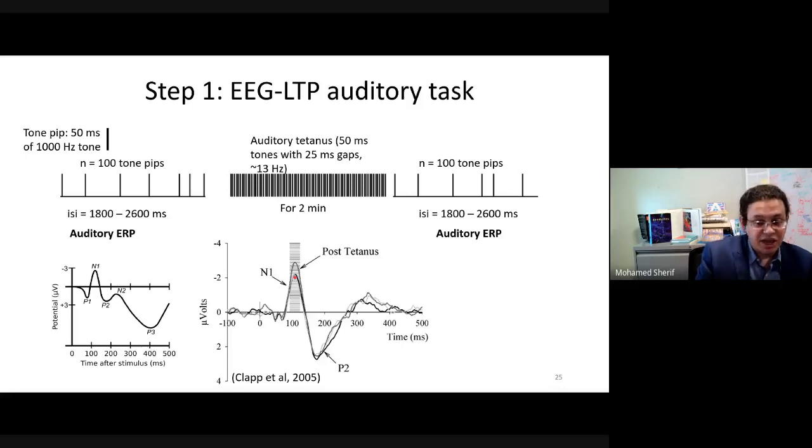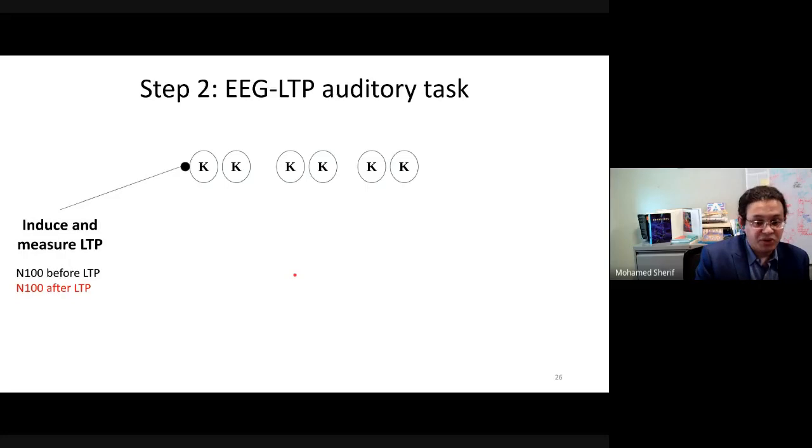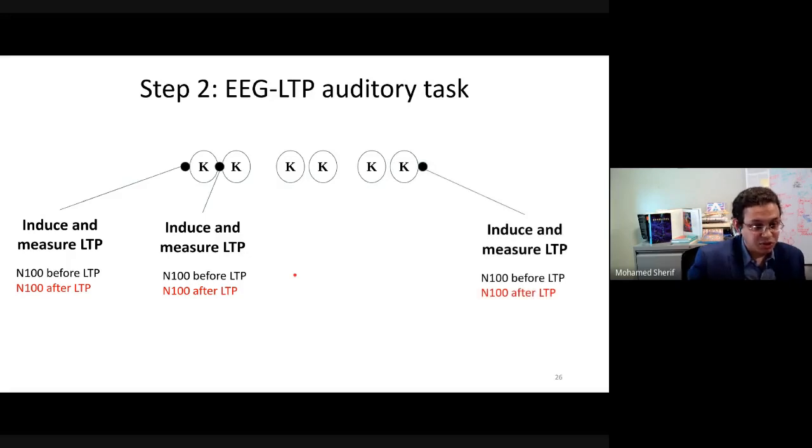So we are using this task in order to get an EEG dendritic change, and our focus will be here on the N100. The N100 would be the change that would be induced by the task, and then we're going to assess how much of this change is happening before ketamine versus after ketamine. For that, our patients are going to receive 6 ketamine treatments. We're going to record EEG before the first ketamine, and so we're going to have an N100 before LTP and an N100 after LTP before the first ketamine dose, after the first ketamine dose, and then after the 6th, or the last, ketamine dose.